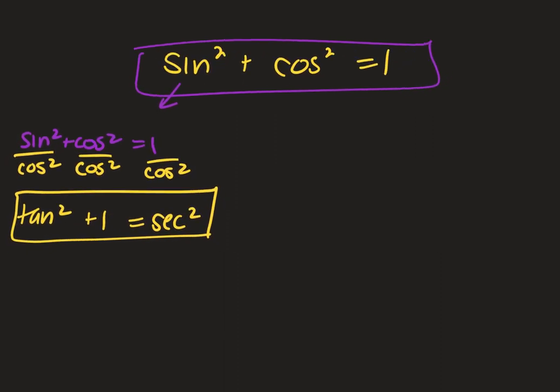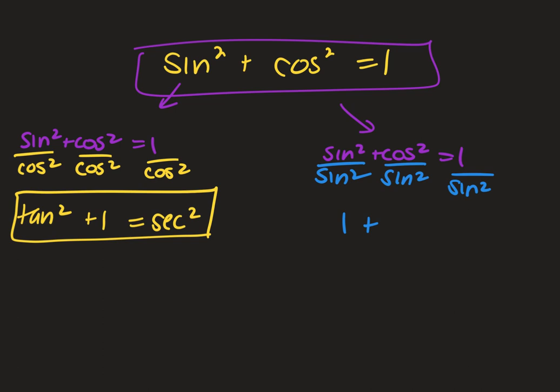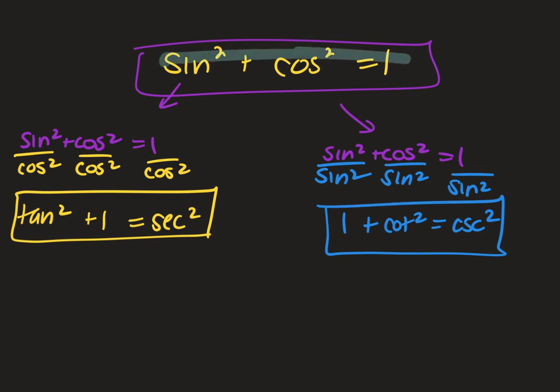If I repeat that process, but this time divide by sine squared, go back to the original, and divide everything by sine squared, I get 1 plus cosine over sine is cotangent, so this would be cotangent squared, equals sine's reciprocal, which is cosecant squared. And that's the third. So if you can remember this one, you can derive the other two.